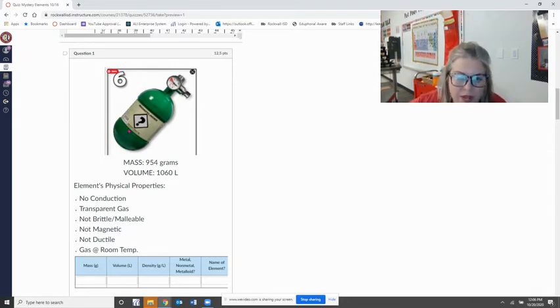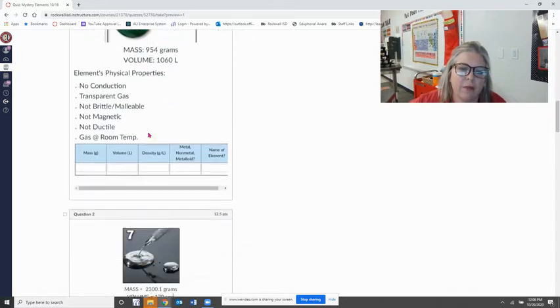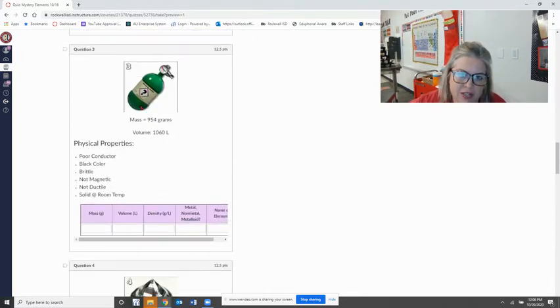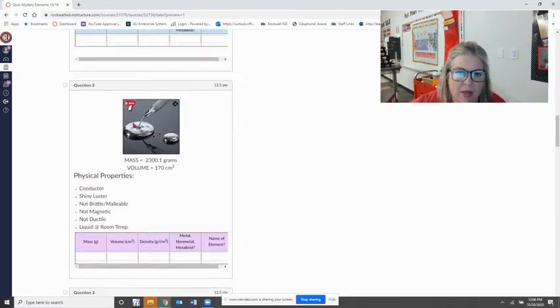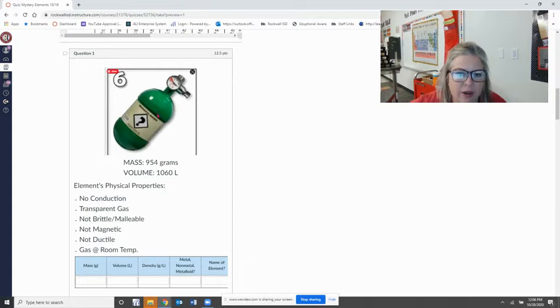It's not really what the element looks like. Like you can see in other samples, you get to actually see what the element looks like. So whenever I see this green cylinder, I know I'm dealing with a gas, and then right underneath, I am given the mass and the volume. And then I'm given some physical properties for the element.